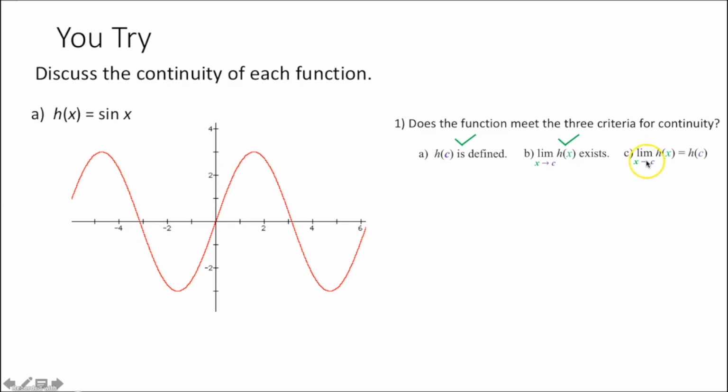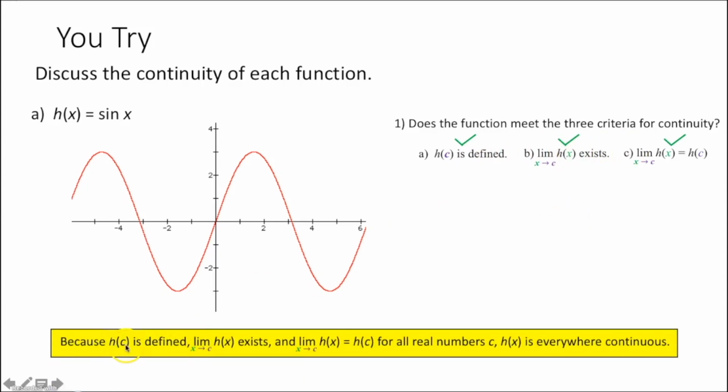And does the limit as x approaches c of h of x equal h of c for all x equals c? Yeah, there's no holes where there's a point above it or below it. So you would say, yes, it does. Because all three criteria of continuity are met, you would say, because h of c is defined, the limit as x approaches c of h of x exists, and the limit as x approaches c of h of x equals h of c for all real numbers c, h of x is everywhere continuous.